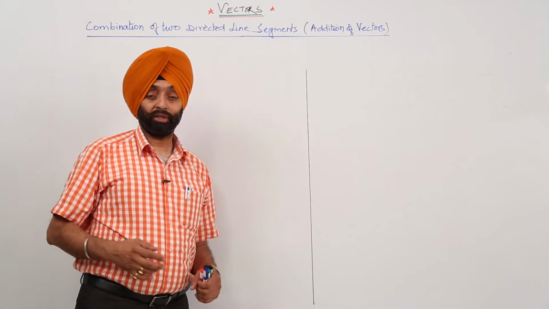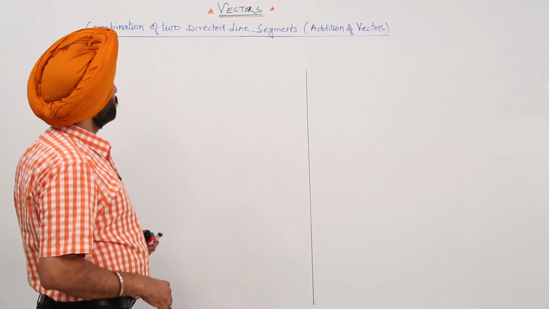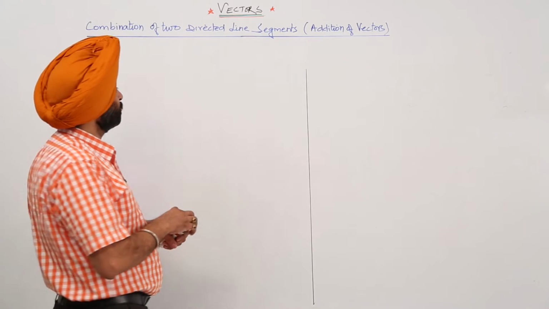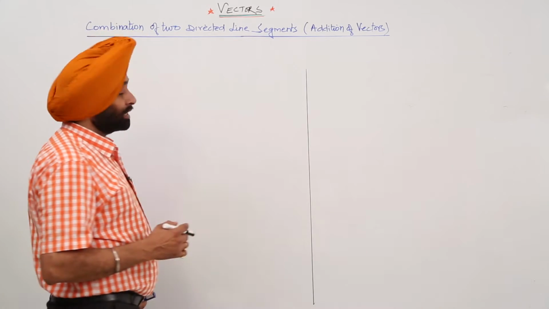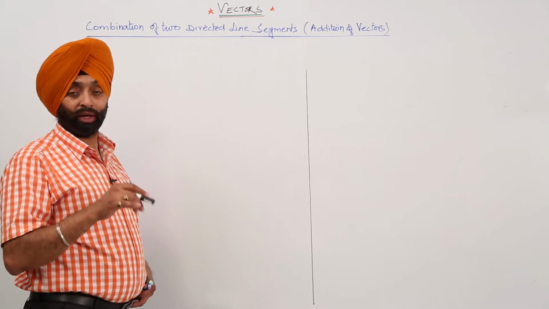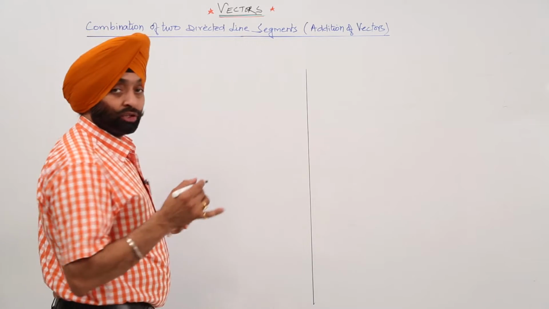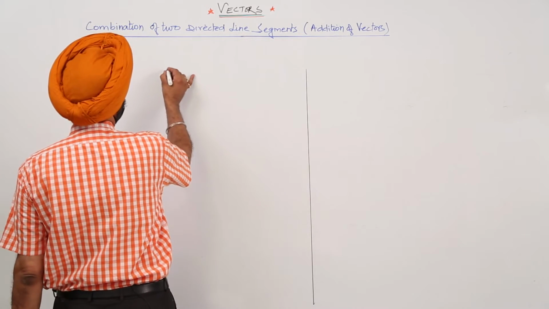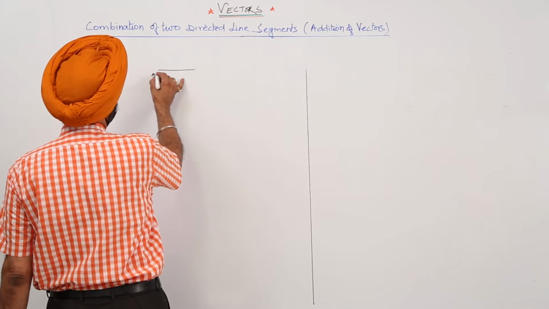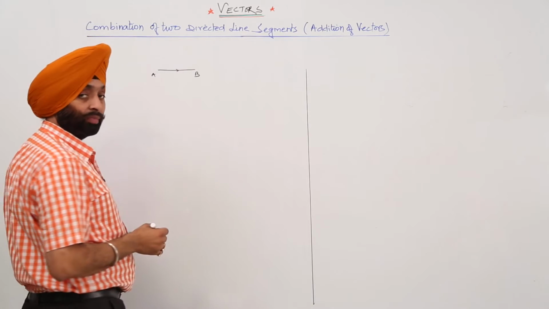The next important concept is addition of vectors, the combination of two directed line segments. A directed line segment, as we have already defined, is a line segment with an arrowhead which shows a direction. Now, addition of vectors. Suppose we have this line, with endpoints A and B, and here we have an arrow.